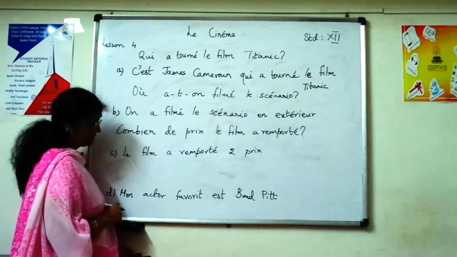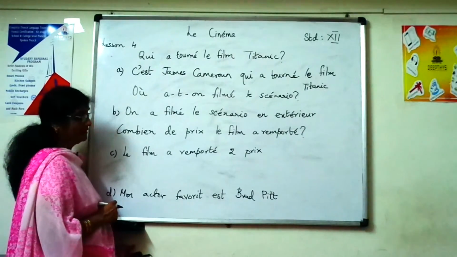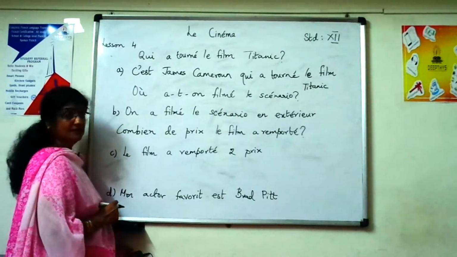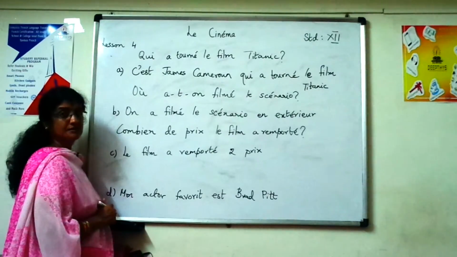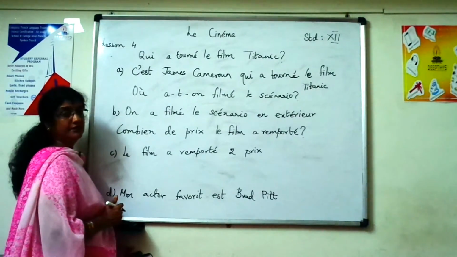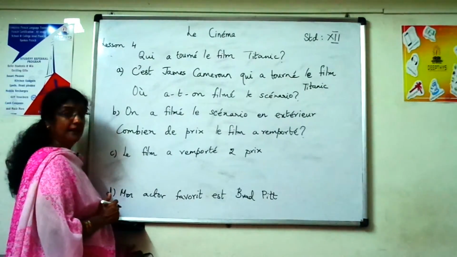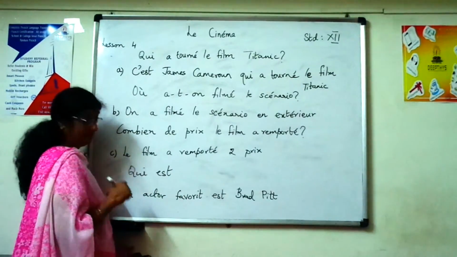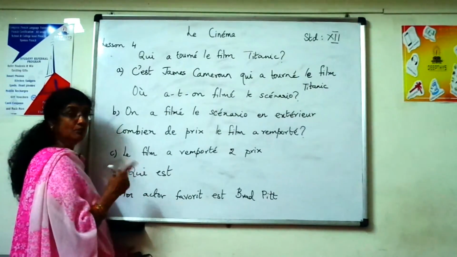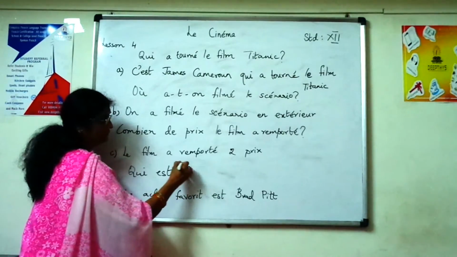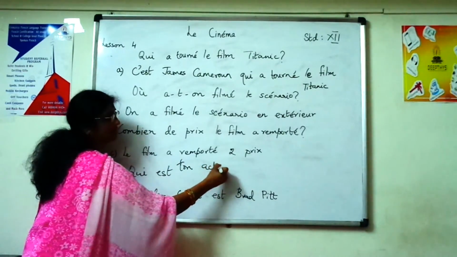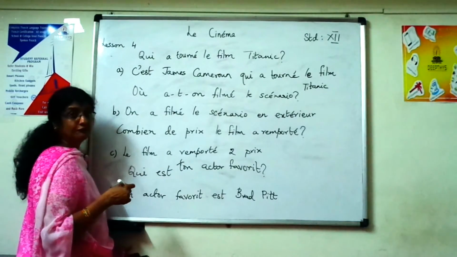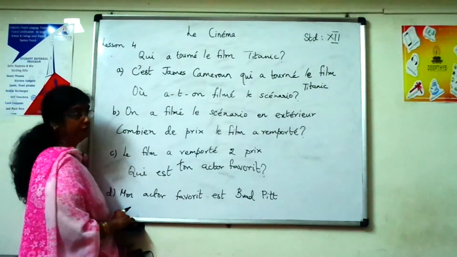We come to the fourth sentence, which is mon acteur favori est Brad Pitt, which means my favorite actor is Brad Pitt. So now your question is, who is your favorite actor? So that will be written as qui est. Remember, this is my favorite actor, so you will ask your favorite actor. Qui est ton acteur favori? So that is your fourth question for the fourth statement.